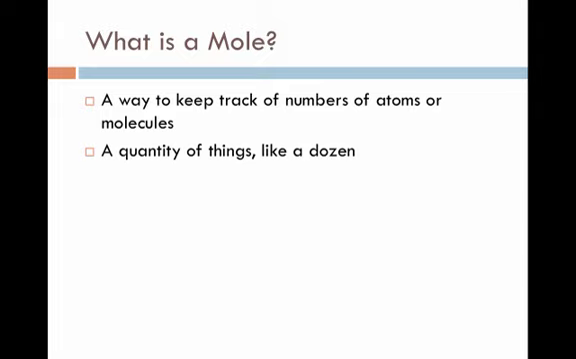Another way of thinking about a mole is it's simply a quantity of things, just like a dozen is a quantity of things. We all know that a dozen means 12. If I tell you I have 2 dozen, we know that we're talking about 24 eggs. It's simply a quick and easy way to keep track of things like eggs. A mole is the same way. I can have 1 mole of atoms, I can have 2 mole of atoms, and in a minute you're going to know what I mean when I say 1 mole of atoms, just like you already know what I mean when you have 1 dozen.